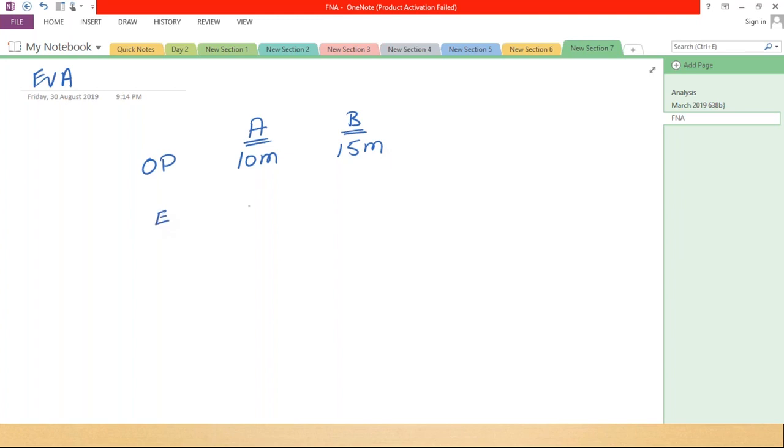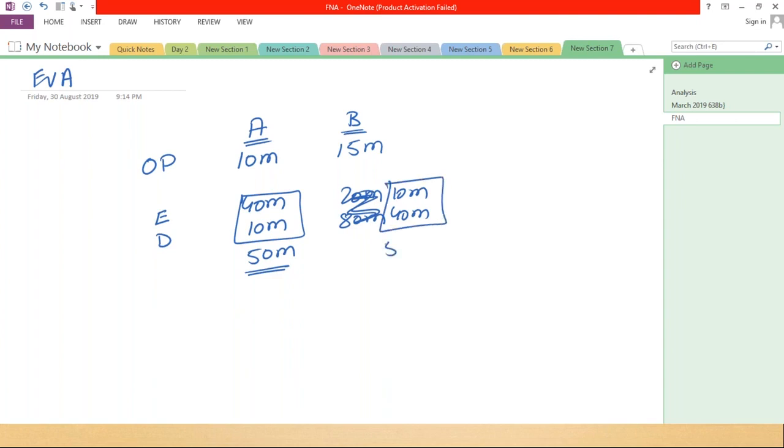Company A has an equity of, let's say, $40 million and a debt of, let's say, $10 million. So its capital employed is how much? 50 million. And company B has an equity component of, let's say, $20 million and a debt component of, let's say, $80 million. Or let's reduce this by half: it's 10 million and 40 million, let's suppose. So this also has a capital employed of 50 million.